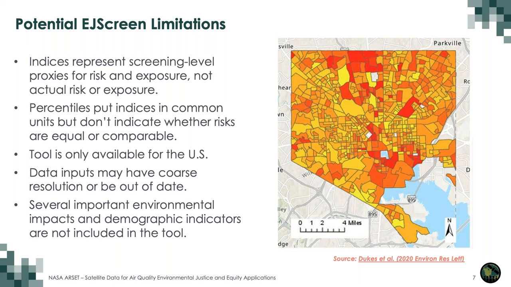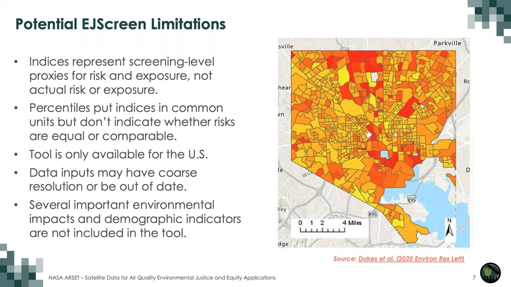EJScreen is also only available for the US, so folks eager to understand environmental or climate justice outside the US won't have this easy-to-use screening tool at their fingertips. As I alluded to in the previous slide, data inputs in EJScreen might be out of date. Moreover, the spatial resolution of some of the data inputs is coarse and doesn't necessarily support having information at the census block group level. This is something I'm very passionate about because I feel that in order to really understand and act on some of the environmental justices that we know that exist, we need the highest resolution and state of the science data at our fingertips.